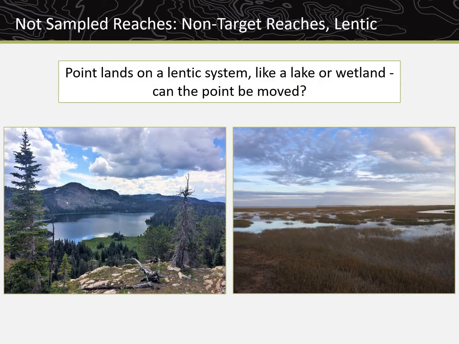The Lotic AIM protocol is only used to collect data on Lotic systems, which includes streams and rivers, and not on lentic systems like lakes or wetlands. If a point lands on a lentic system, like a lake or a wetland, first determine if the point can be moved to a Lotic system, and if not, it should be marked as non-target lentic.